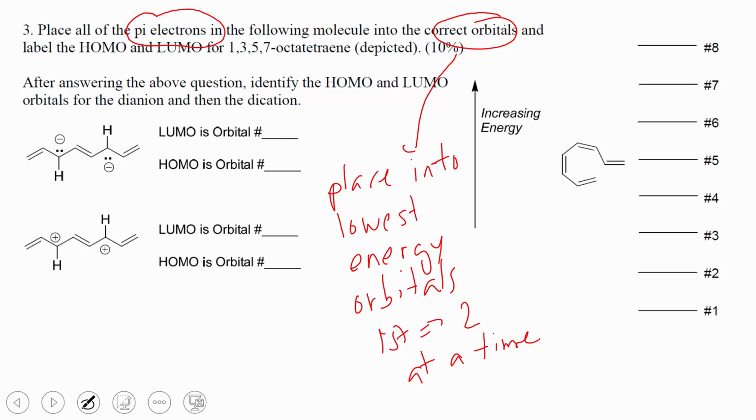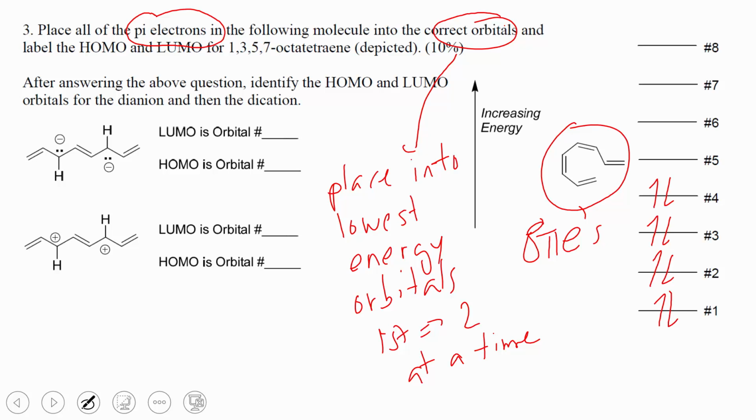All right, so for this compound right here, we can see that we have 4 double bonds in conjugation. Each of those double bonds has 2 electrons, so we have 8 pi electrons in conjugation here. So we're going to fill 2 at a time till we get 8: 2, 4, 6, 8. So there's the electrons in the neutral compound right there.